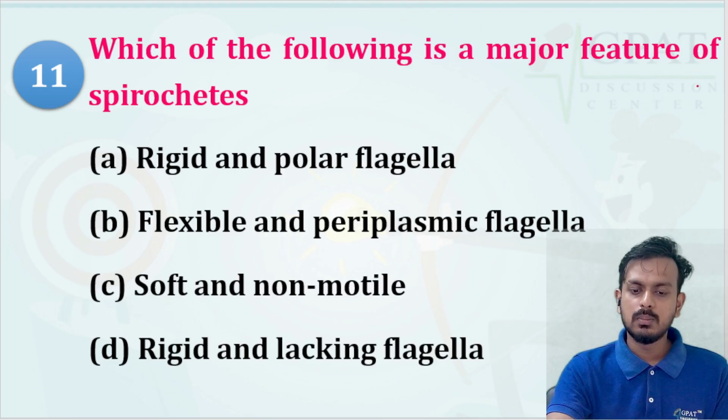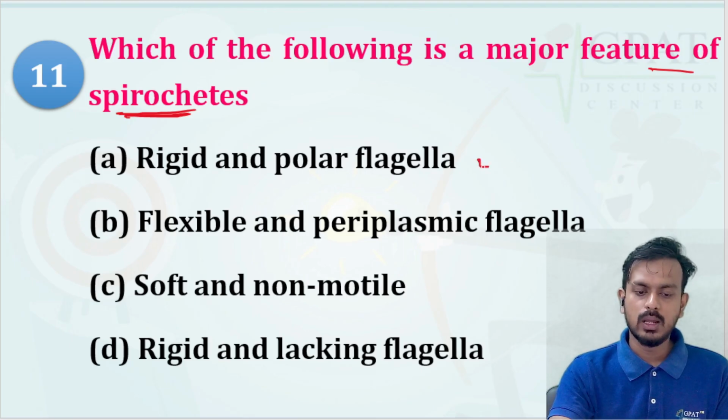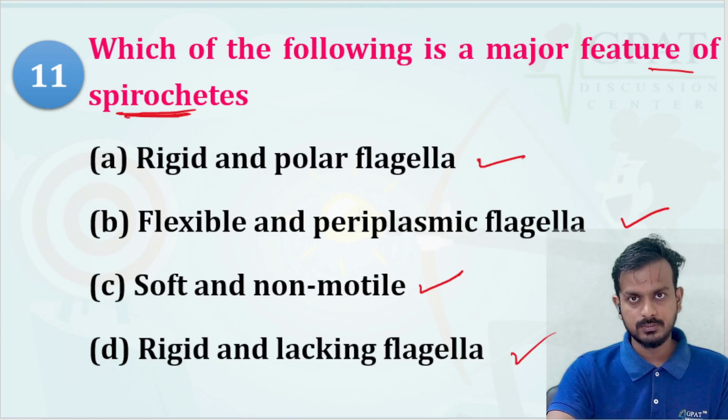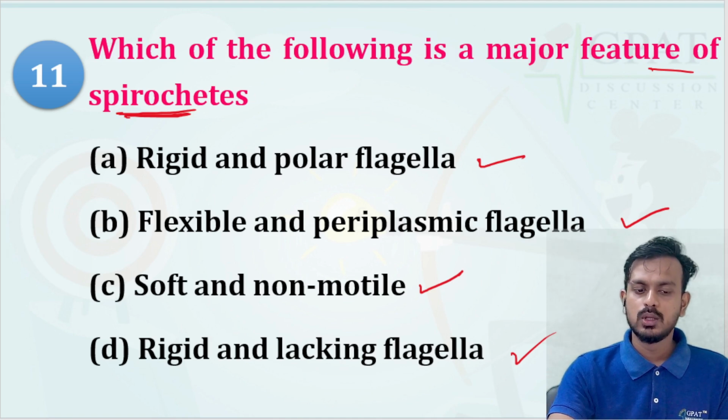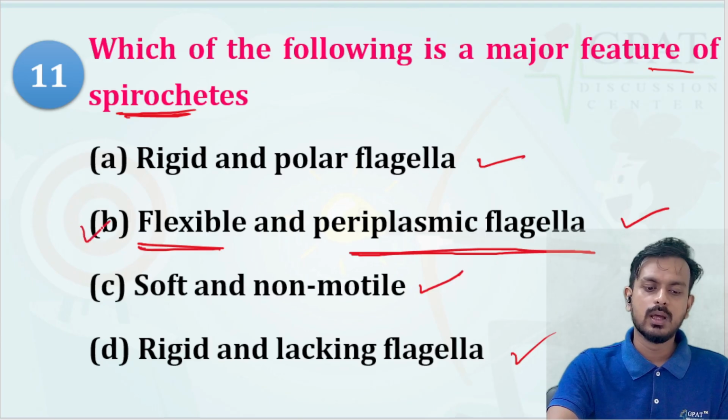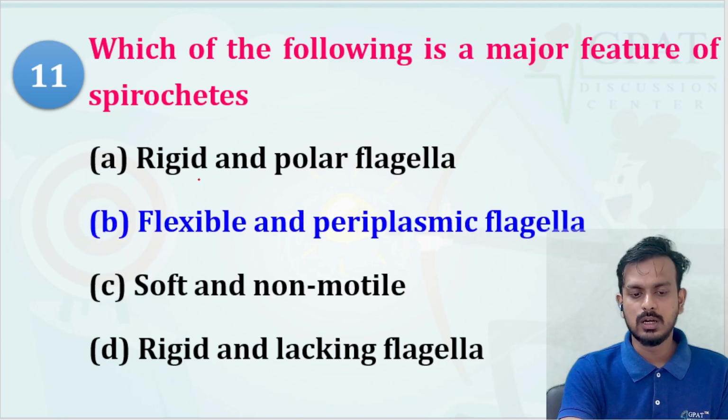Which of the following is a major feature of spirochetes? Spirochetes are rigid with polar flagella, flexible with periplasmic flagella, soft and non-motile, or rigid and lacking flagella. Who can give the answer? Spirochetes have which type of flagella? I will give you 5 seconds. Please pause your video and answer in the comment. Yes, flexible and periplasmic flagella. Option B is the correct answer.